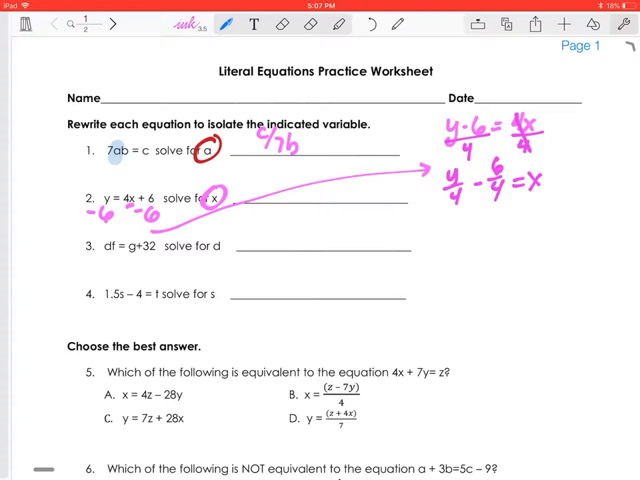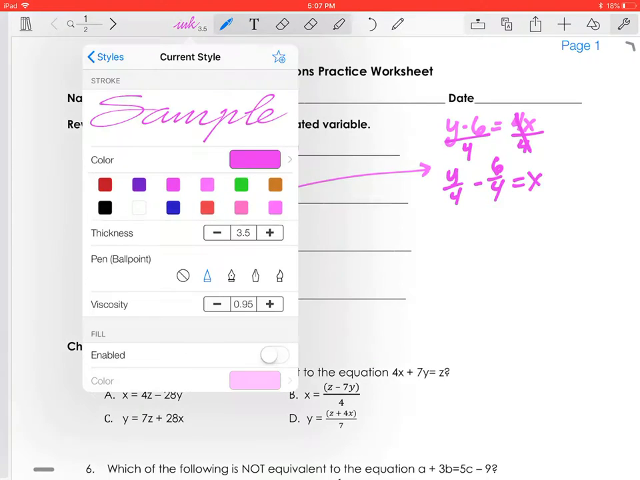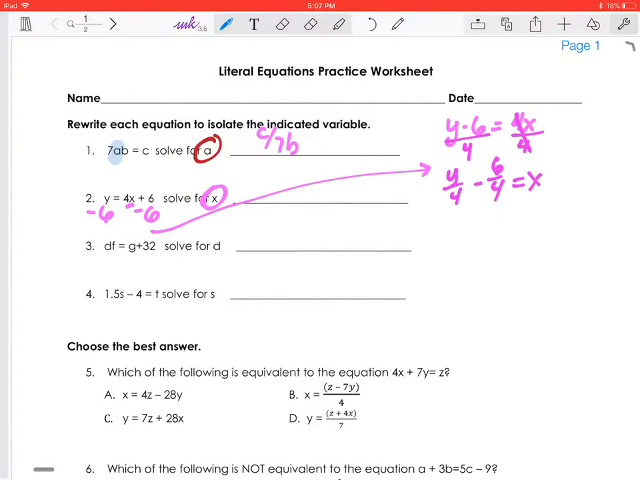Now let's talk about this. 6/4 can be reduced, and the y/4 is saying the same thing as 1/4 y. We can reduce the 6/4 to 3/2. So that is our answer for number 2.